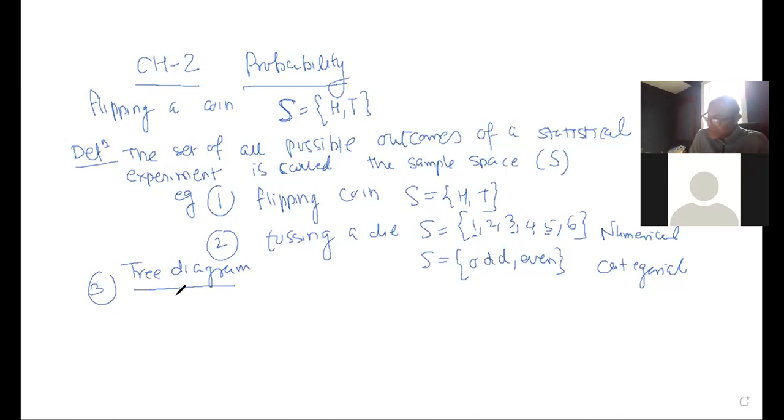Tree diagram. As I told you, first flipping a coin, you have two outputs, either head or tail. If you are getting head, flip again. If you are getting tail, roll a die. Roll a die or toss a die. That's the question.